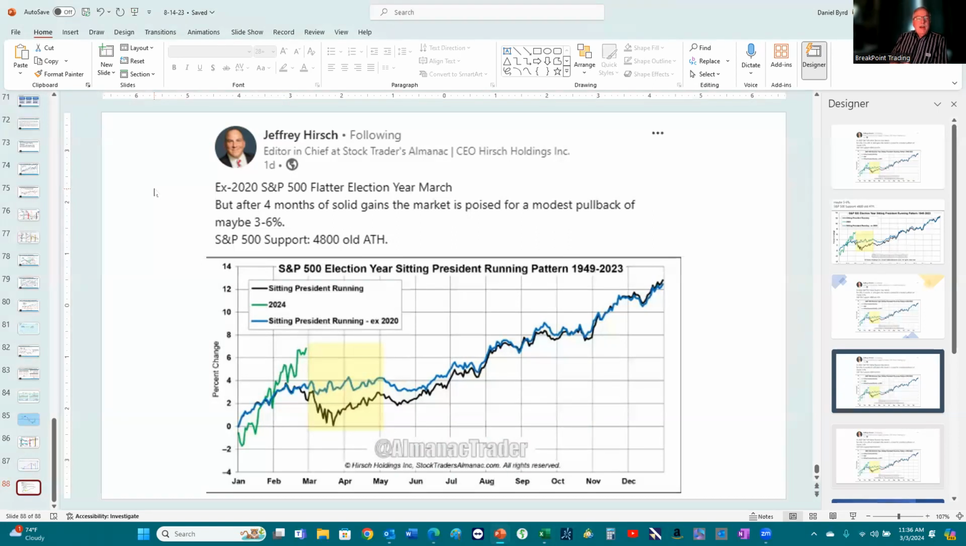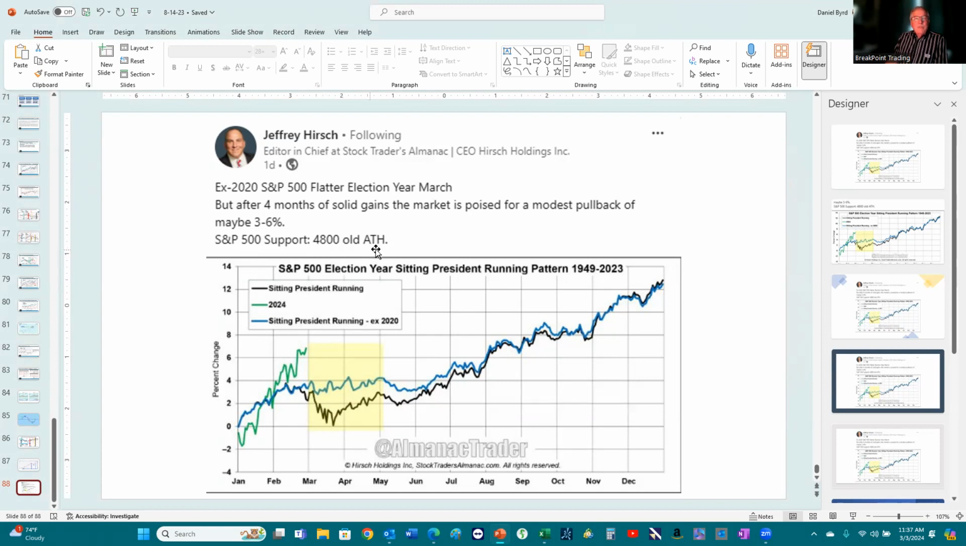He took 2020 out of the analysis, and what happened was it made it look much flatter. So you can see the one that I showed before has a big dip here in March. But if you take 2020 out, which was essentially that dip was COVID, the COVID crash, then it kind of flattens out the curve going into March. There still is a little bit of a downtrend in March, but not as severe, which is interesting. I'm kind of glad he did that. So, but he's calling for a modest pullback of 3 to 6%, which is exactly what I said last week, if you watched. Could be the 4,800 all-time high.